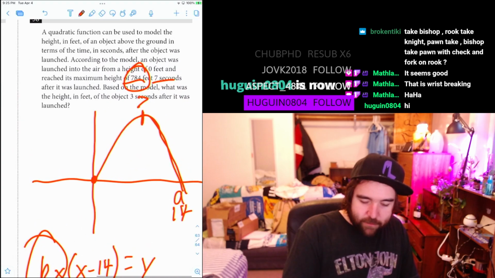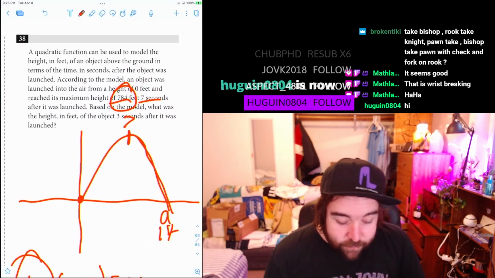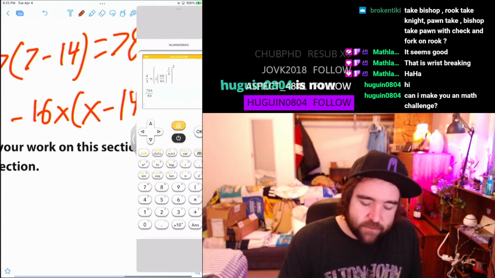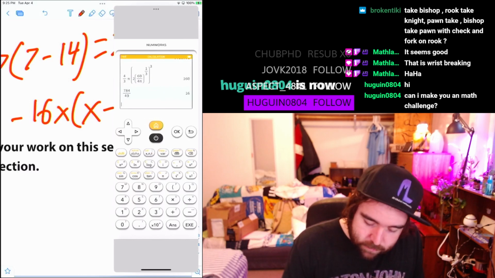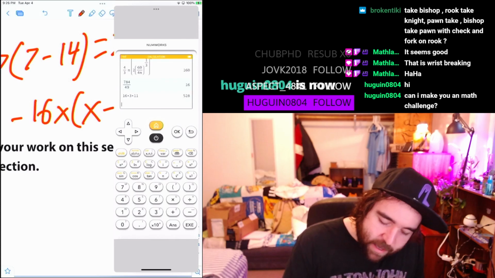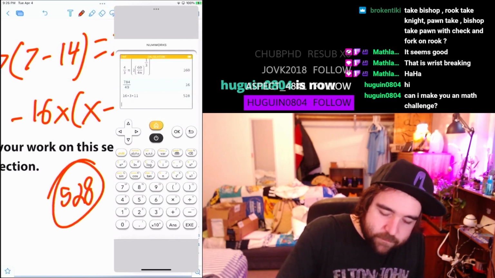What's up, Hugwin? You're right here for the last question. So then what do we want to know based on the model? What is the height 3 seconds after it's launched? Now that we have our equation, we've simply got to plug in 3. I will just do that in the calculator. 16 times 3 times negative 11, but the negatives cancel out. You end up with 528. Beautiful.